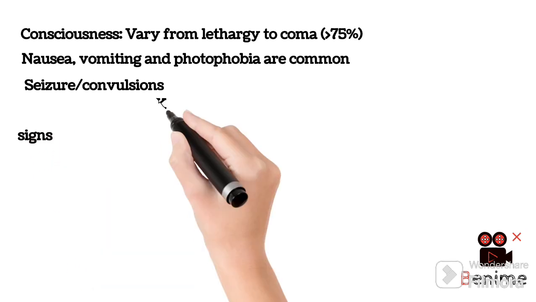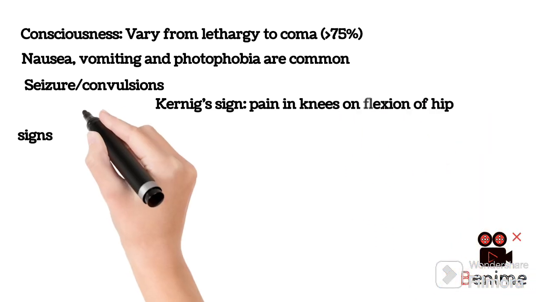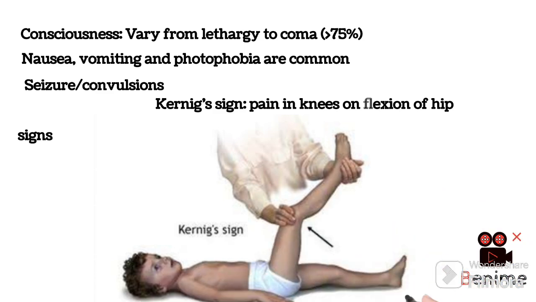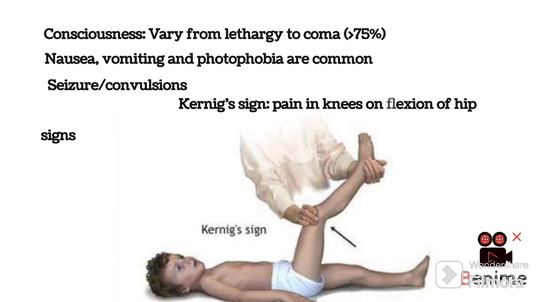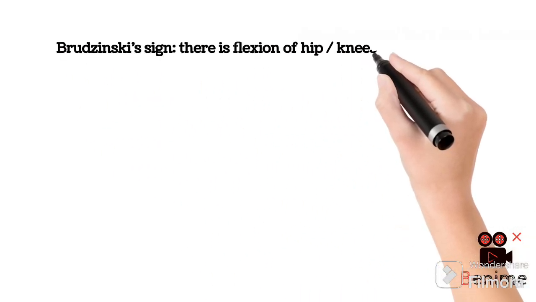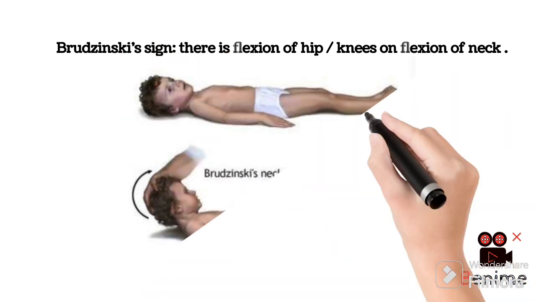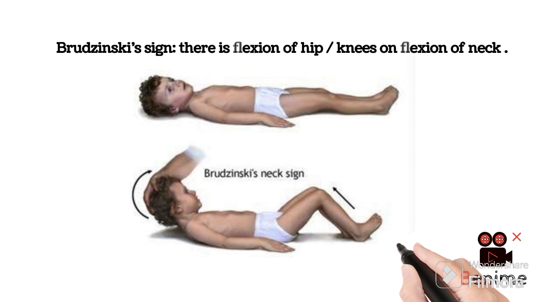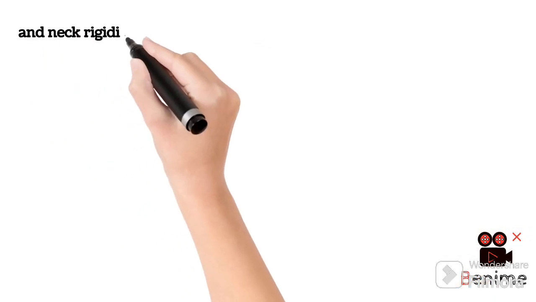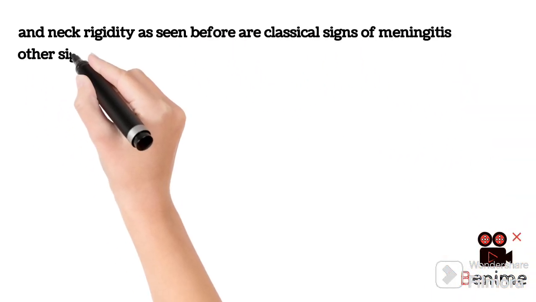Signs: Kernig's sign. There is pain in the knees on flexion of the hip, as you can see in this picture. Brudzinski's sign. There is flexion of the hip or knees on flexion of the neck. As you can see in this picture, when the neck is flexed, there is flexion of knees also. And neck rigidity, as seen before, are the classical signs of meningitis.